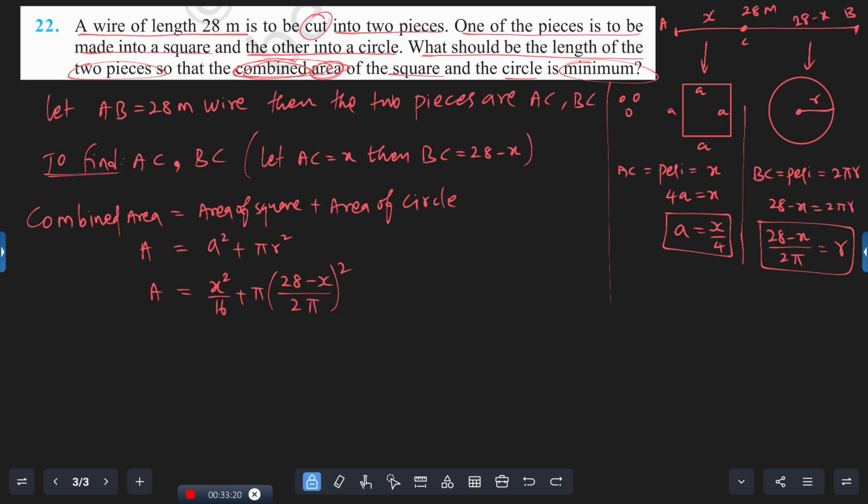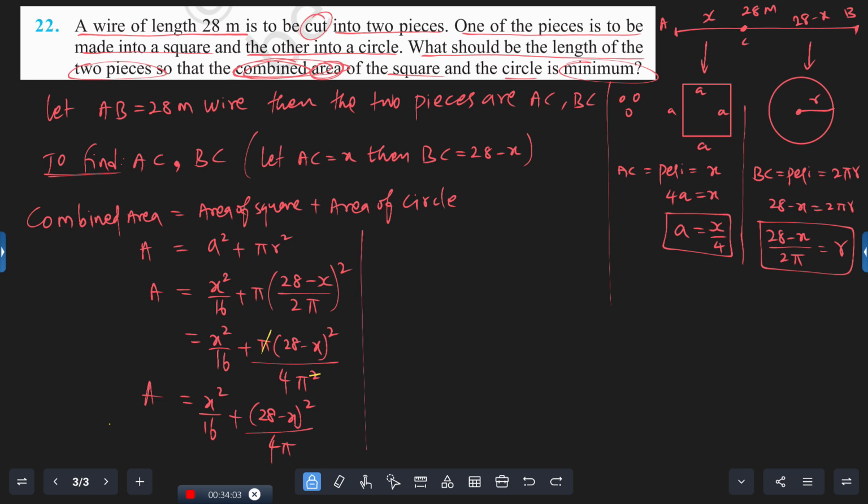Now we can start to differentiate. Shall we apply the derivative? Before that, we'll apply the power. One time we'll apply the power; for the constant separately we'll apply the power. So when you apply the power, what am I getting? x square divided by 16 plus pi we have here, so 28 minus x whole square. In the denominator, if you apply the square, 2 square is 4, pi square. So one pi cancelled. Remaining, let's go: x square divided by 16 plus 28 minus x whole square divided by 4 times pi. This is my A value.